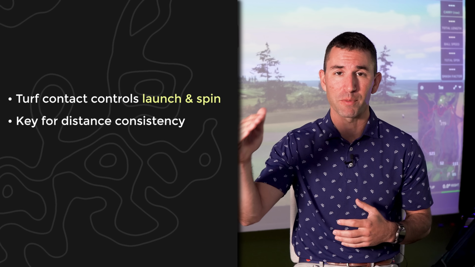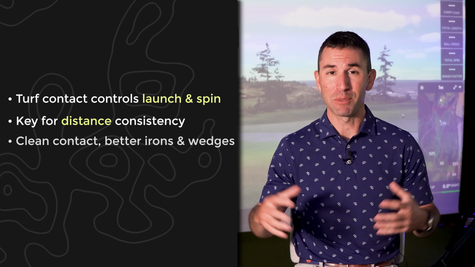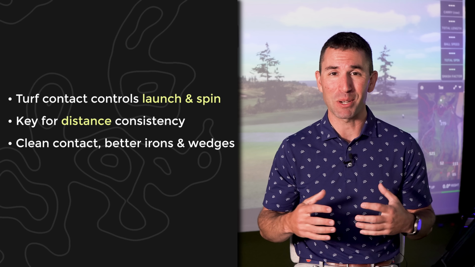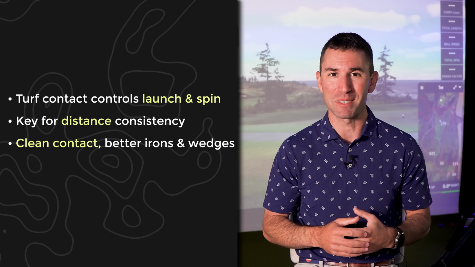When and where the sole first meets the turf relative to the golf ball helps decide your launch, spin rate, and most importantly, your front to back distance control. If you can tighten this up a bit, a lot of those awful iron and wedge shots will start disappearing.